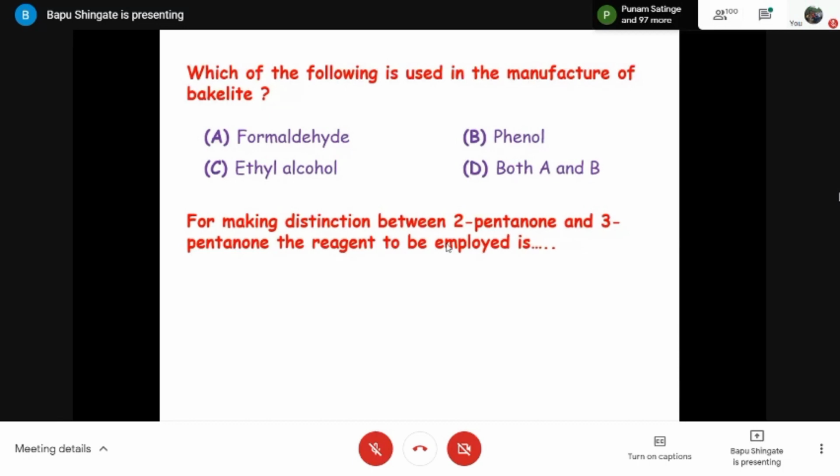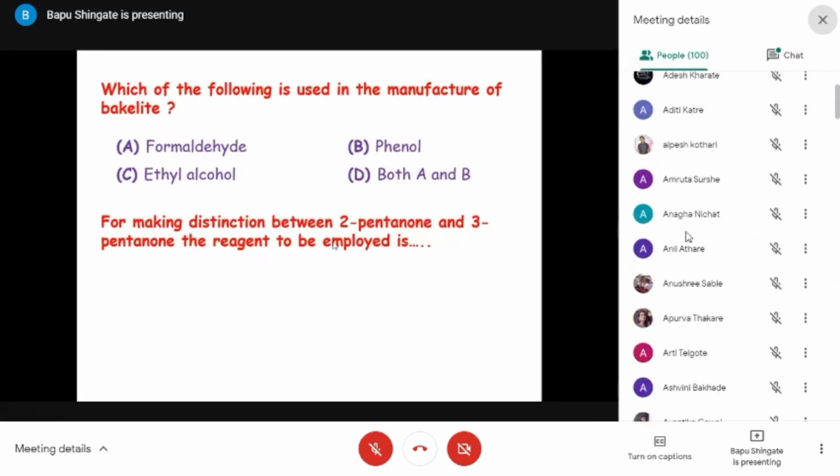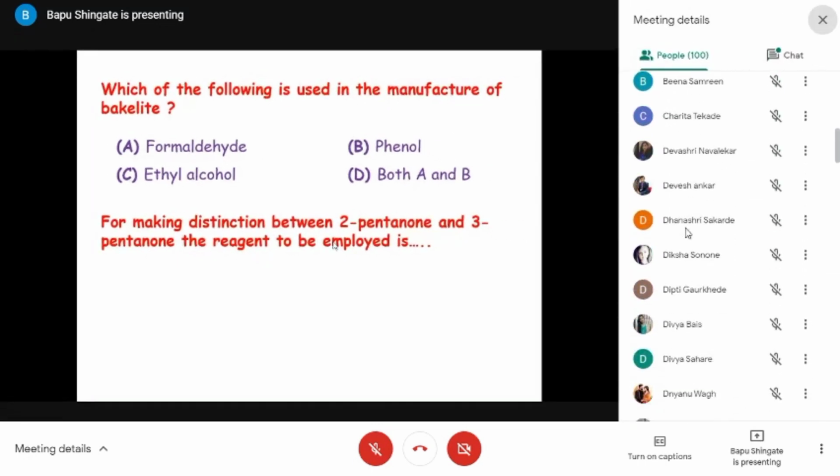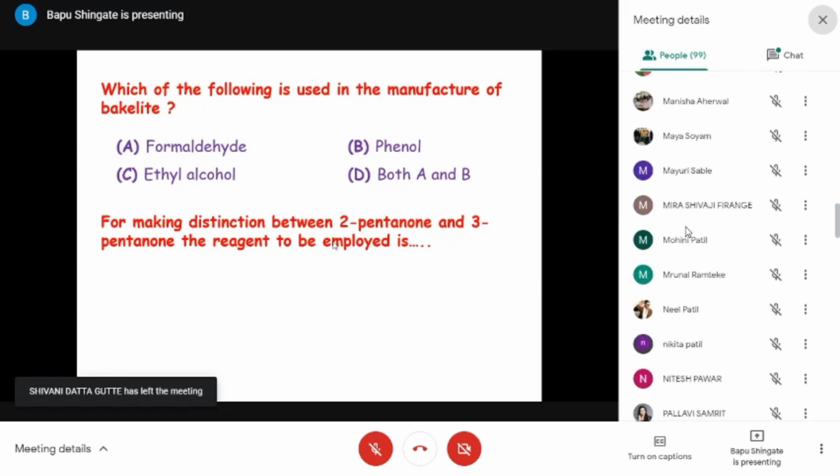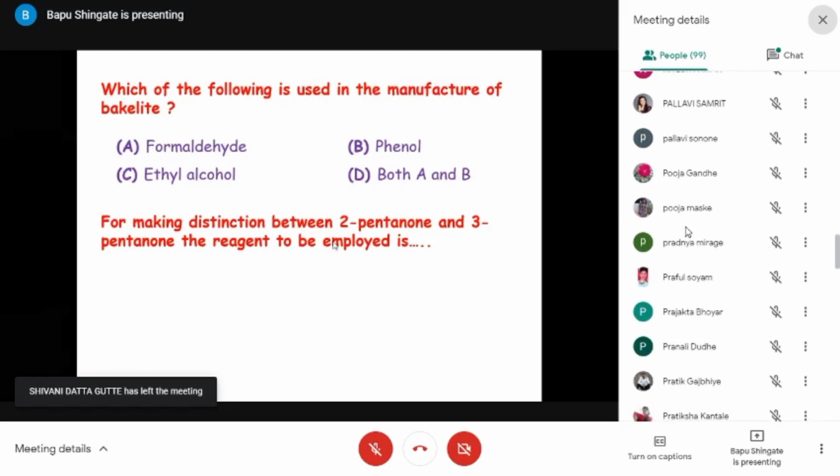I will change the question. Which spectroscopic technique can be used for distinguishing these two compounds? H1 NMR. Whether IR is suitable? Yes, sir. IR is not suitable because IR never determines the position of the carbonyl group.